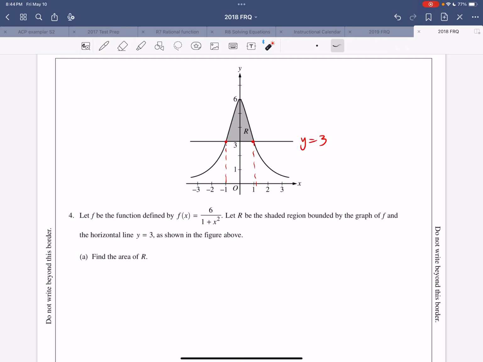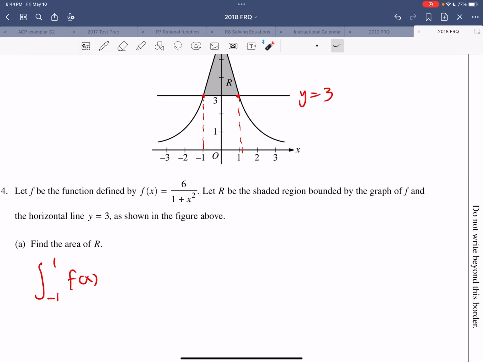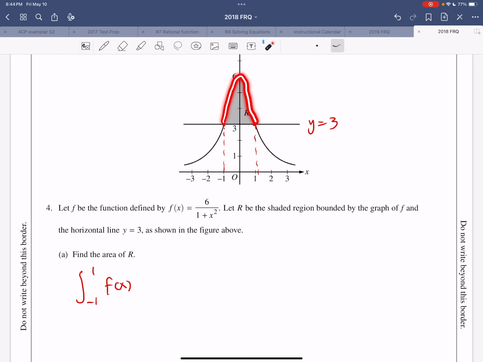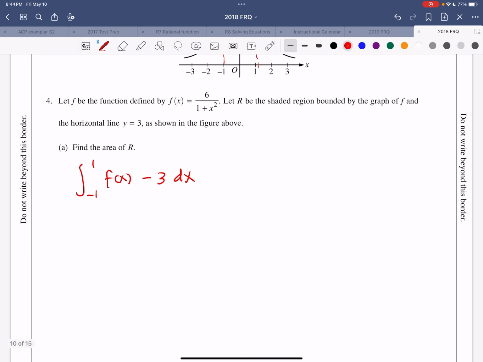So what you can do is, if I find the area under the curve from -1 to 1 of f of x, that's gonna find the area of this entire thing, but I wanna subtract this portion, which is y equals 3. So always, top equation minus bottom equation. That's what you can do, minus 3 dx. And then when you anti-derive it, you can do something like that. So, for example, f of x is gonna be equal to this, right?